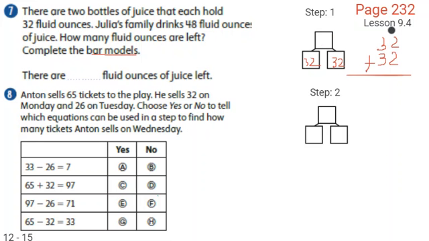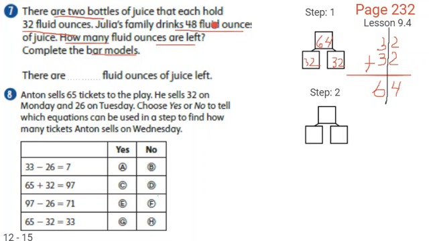Let's draw our line to separate the 10s from the 1s. And then, 2 and 2 make 4. 3 10s and 3 10s make 6 10s. 64. So 64 is that number here. So we're trying to find out, so that's the 2 bottles of 32 ounces each, but her family drinks 48 fluid ounces, and they want to find out how many ounces are left.